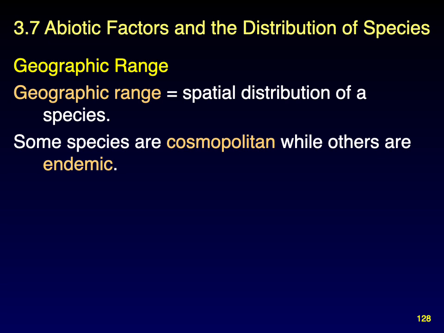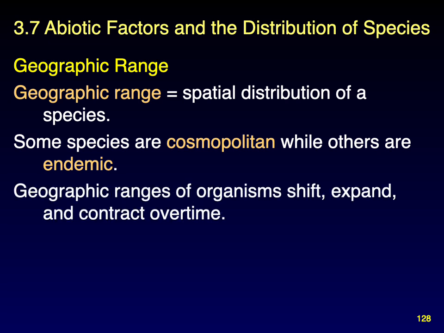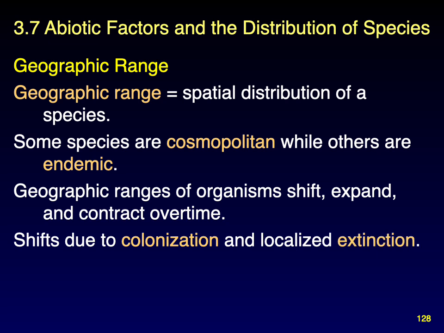Many species found on islands are endemic. They've evolved over time into specific species that only exist on a single island or a group of islands. So the geographic ranges of species isn't static over time. It can expand, it can contract, it can shift over the surface of the Earth, and a lot of this is related to changes in environmental factors over time. Shifts are due to colonization of species into new areas, or the removal of species by way of extinction in other areas where they once occupied.